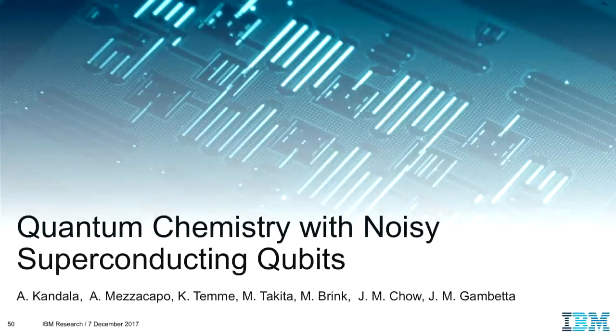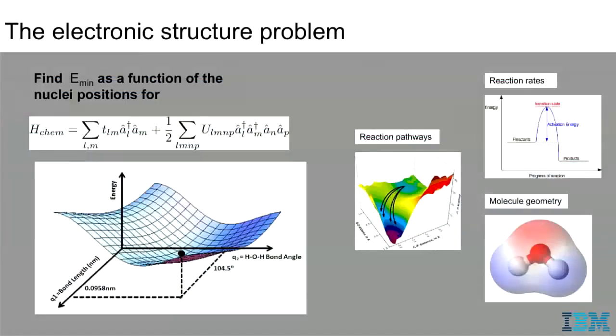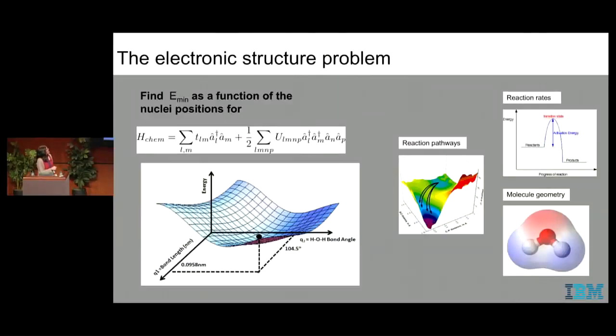So now, very, very quickly, I think most of the people in the audience probably know the experiment well. But it's quantum chemistry with noisy superconducting qubits. I could probably skip the motivation. The idea is to find the minimum energy of this electronic structure problem. And that could help you find reaction pathways, reaction rates, and molecular geometry.